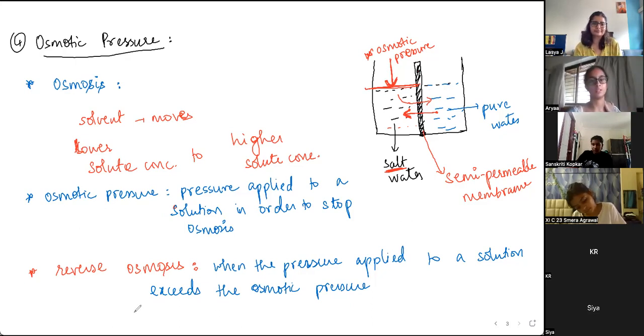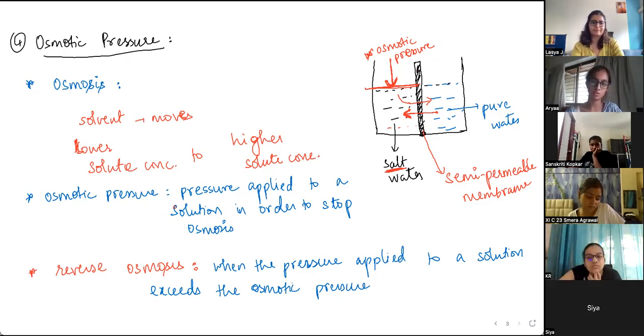No, I didn't understand. How can you apply external pressure on only one side of the solution? Let me see. How is that practically possible? If you have a beaker, in the middle you put a semi-permeable membrane, and on one side there's sugar solution, on one side you are not applying the pressure.